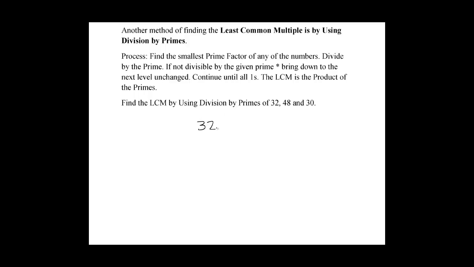So we have 32, 48, and 30. So we list those across the top. I'll draw a line here, and I'll draw a line down where here I'm going to have my first prime factor. Since they're all even, the smallest prime factor is 2. So 32 divided by 2 is 16. 48 divided by 2 is 24. And 30 divided by 2 is 15. Okay, so now these two are divisible by 2 because they're even. This one's not. So let's see what happens here.